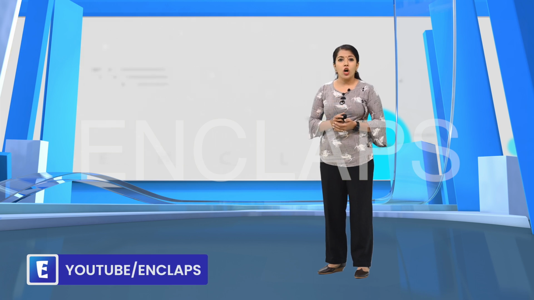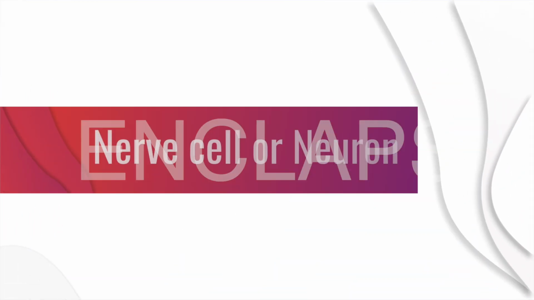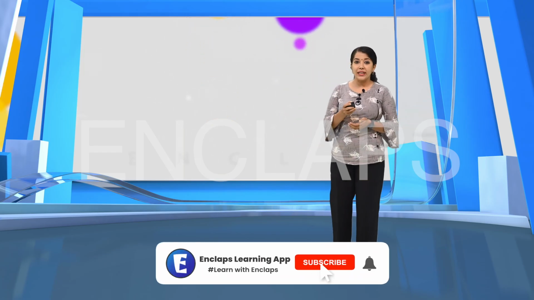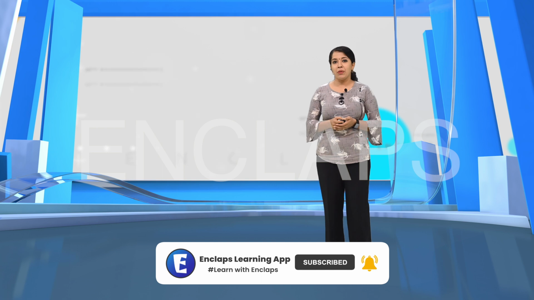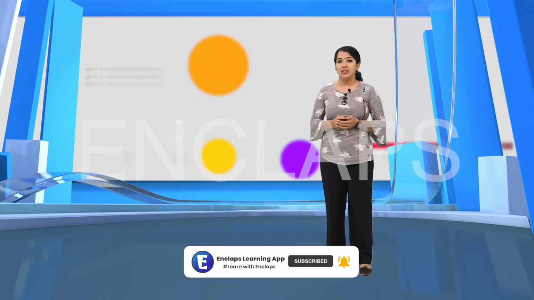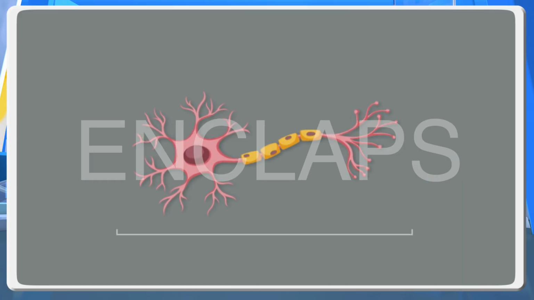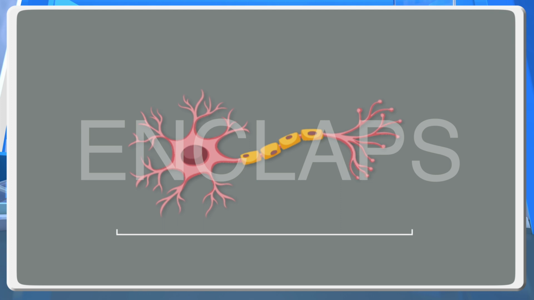The basic unit of nervous system is nerve cell or neuron. Like all other cells, neurons also have a nucleus, cytoplasm and a cell membrane. But when we imagine a cell, we have a picture in our mind, right? The structure of the neuron is different. Based on its function, neuron has its own structure.